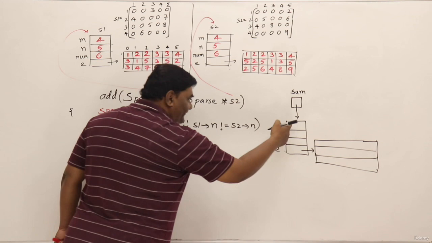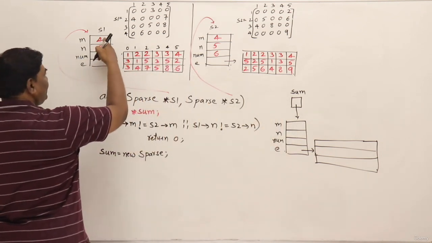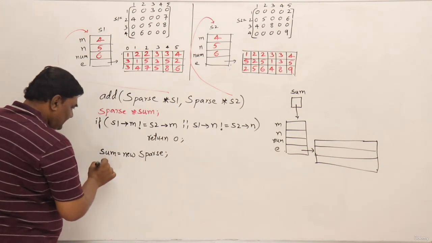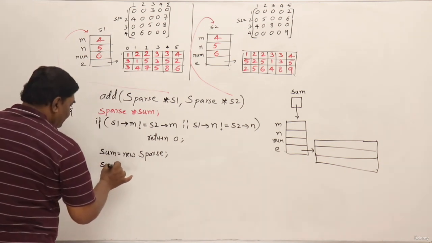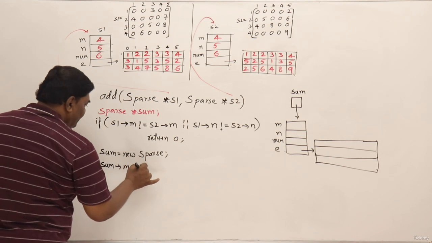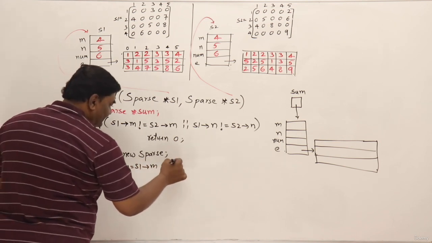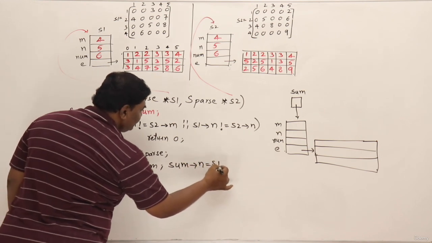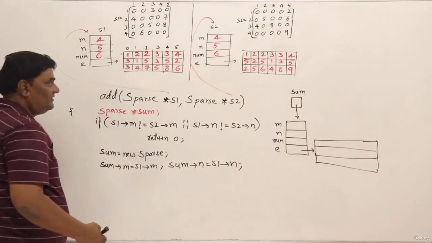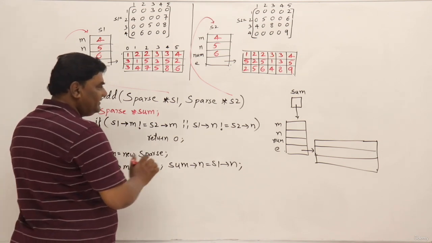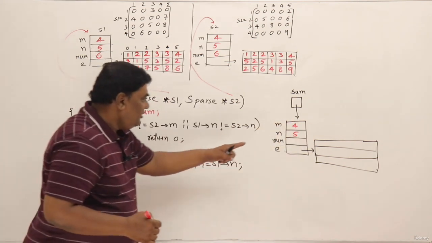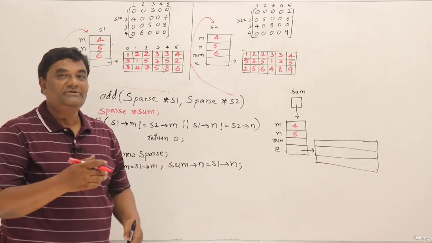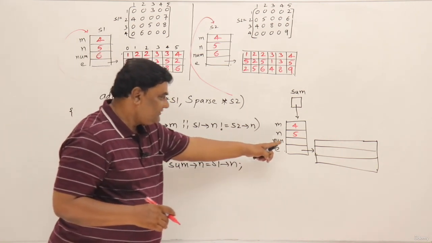Then here I should fill the dimensions. I can take the dimension from either S1 or I can take them from S2. So sum's number of rows m should be same as S1's number of rows, and in the same line I am continuing, sum's number of columns should be same as S1's number of columns. So this 4 and 5 I can copy that here, 4. Then how many number of elements? I don't know. Once I have finished adding, then I'll be knowing how many elements are there. So this I cannot fill up.